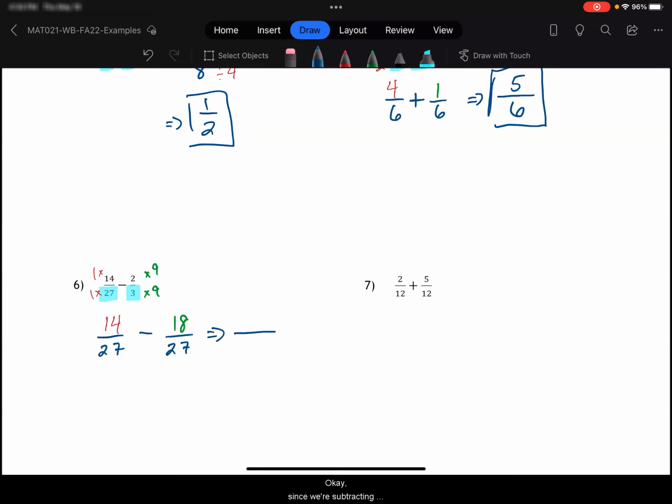Okay, since we're subtracting, the denominator stays the same, so that'll stay 27. And then 14 minus 18 will give me a negative 4. Nothing goes into negative 4 or 27. So our final answer will be negative 4 over 27.